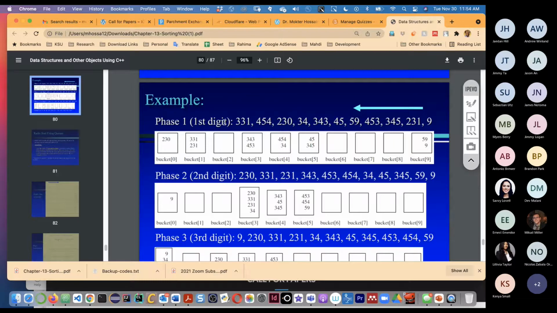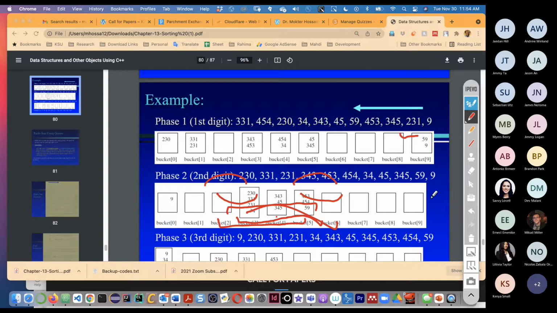What is meant by digit? How many individual digits are over here? There are 3 digits, right? The one digit is 1, the 10th digit is 3, and the 100th digit is 3 over here. Then here there are 3 digits. The 1s digit is 4, the 10s digit is 5, and the 100s digit is 4. This is how a number is organized.